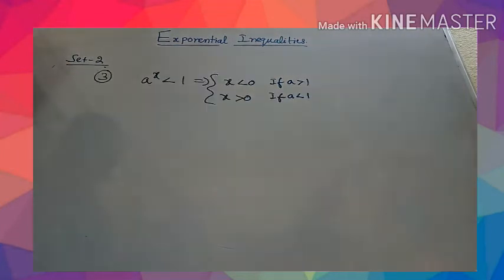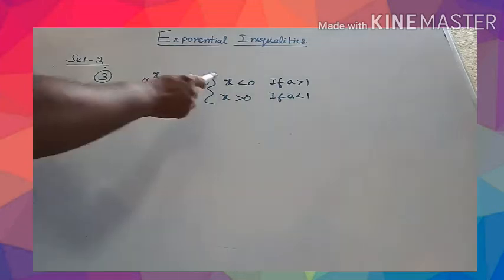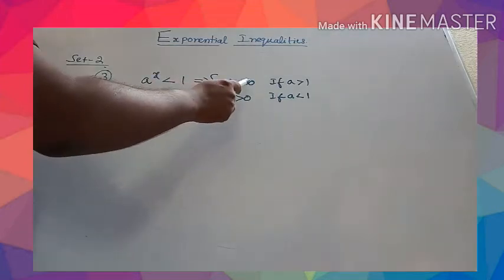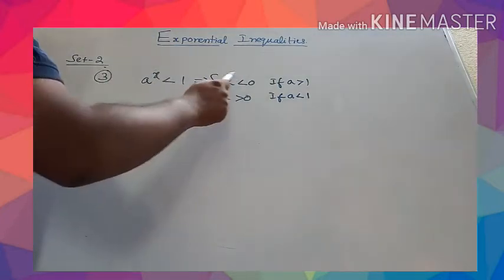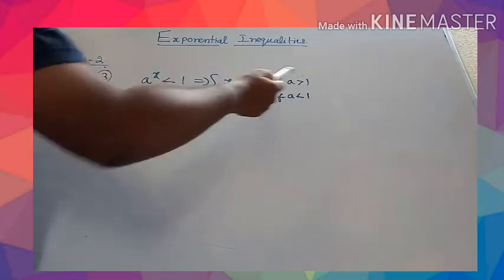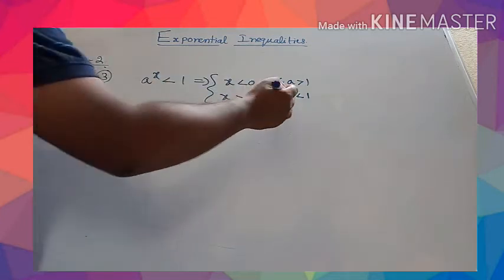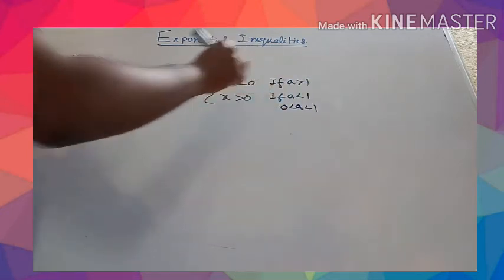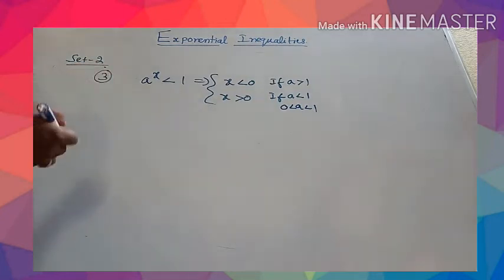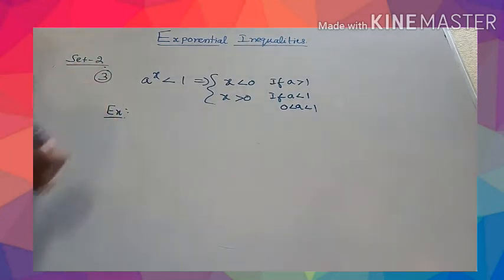Fine. Now the third one, under set 3: a^x is less than 1. When will it happen? x becomes less than 0 if a is greater than 1. a^x less than 1 implies x is less than 0 if the base is greater than 1, and x is greater than 0 if the base lies between 0 and 1. Let us illustrate with some numbers, then we can understand in a better way.